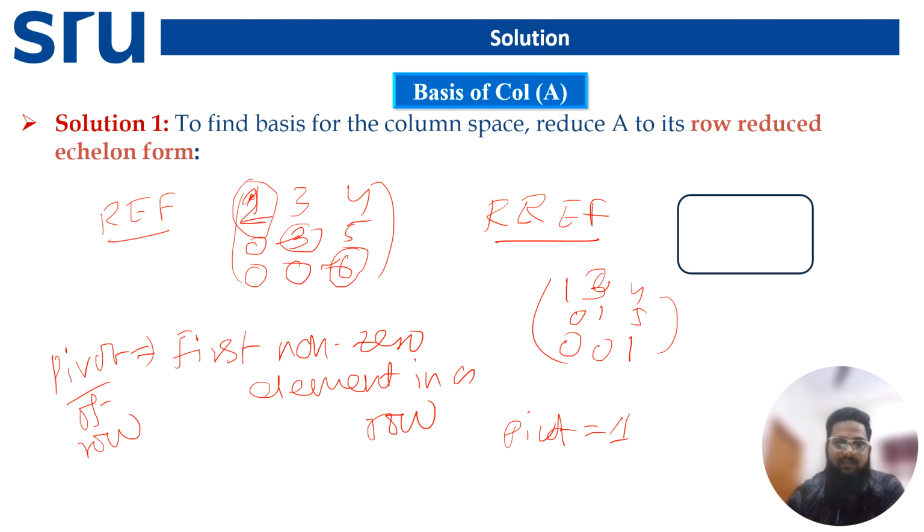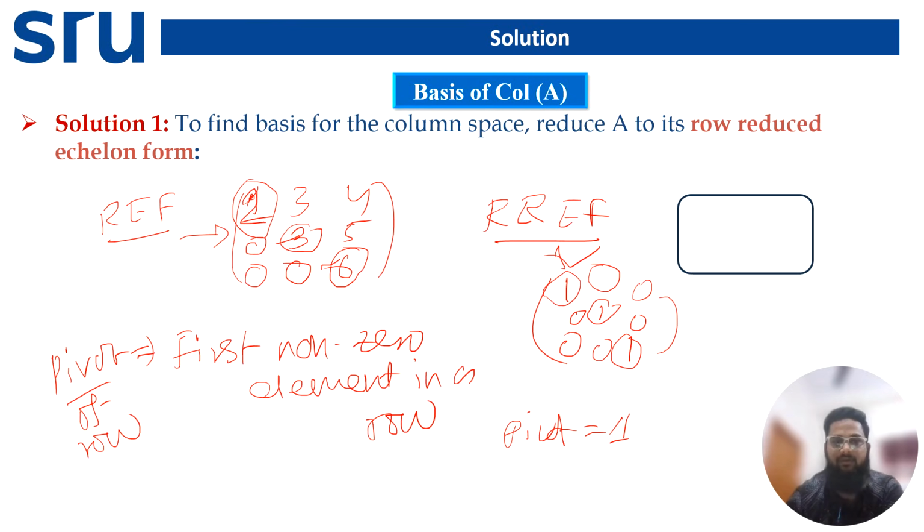And the second condition is about the below and above elements of the pivots. If this is the first pivot, second pivot, third pivot, the below elements are already 0, and the above must also be 0. For the first pivot there is no above element, but for the second pivot there is an above element 3, so it should be 0. You have to make it 0 by using row operations. Similarly, for the third pivot, the above 2 must be 0. So now this is called RREF form.